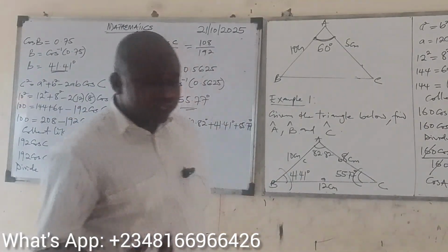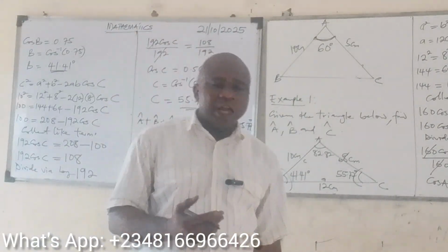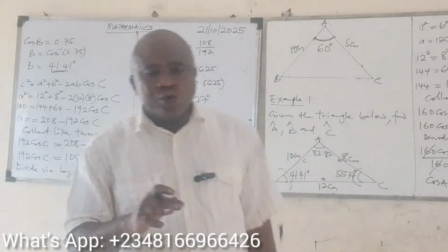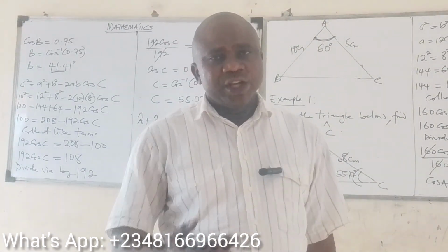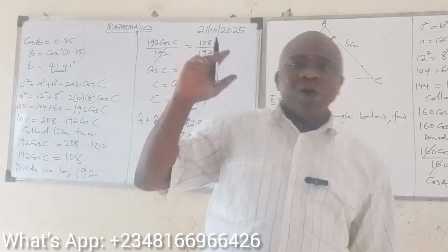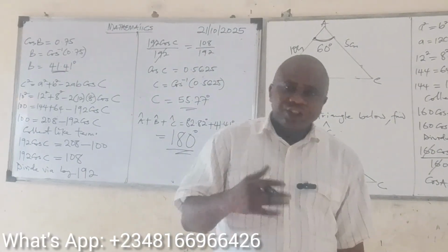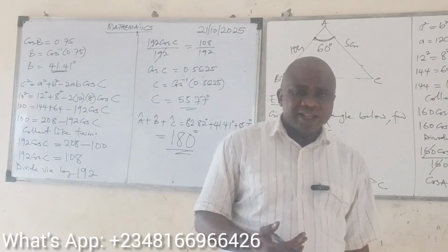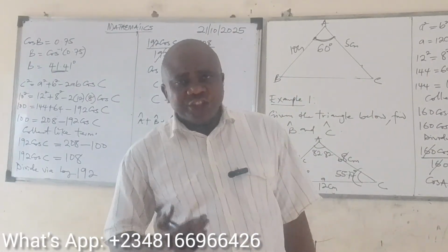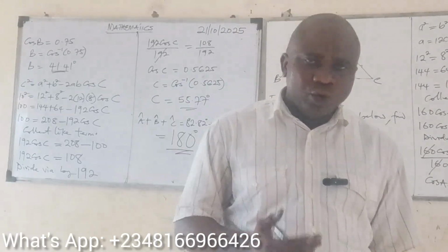Remember I told us from inception that before you can call a triangle, the sum of all the angles must give you 180 degrees. If it is more than or less than 180 degrees, it means it is not a triangle. In our next section, we're going to look at analyzing or solving a triangle with two known sides with an angle cutting across the two known sides.